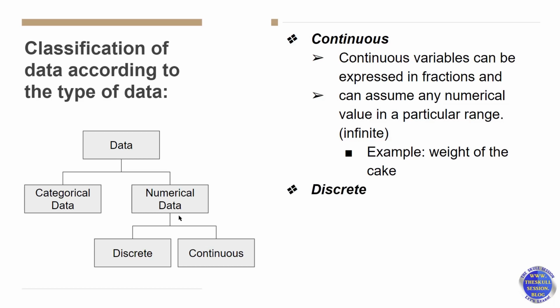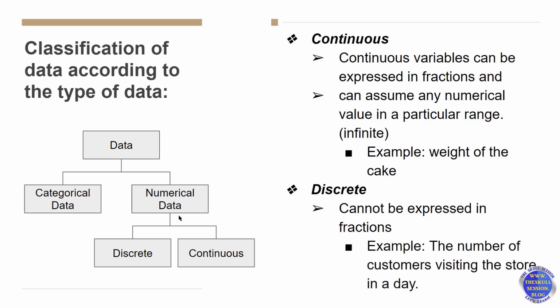The exact opposite of continuous variable is discrete variable. Discrete variables cannot be expressed in fractions. For example, the number of customers visiting the store in a day is always a discrete variable because there is no chance that 1.5 persons can come and visit the store. Either one person comes or 2 persons come. It cannot be expressed in fractions. So that is the difference between continuous variable and discrete variable.